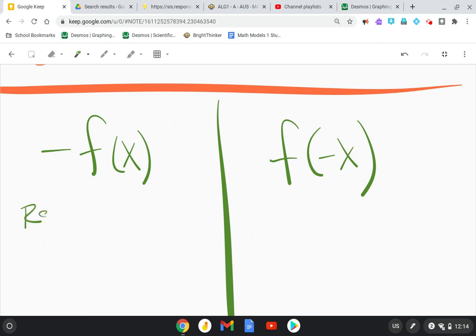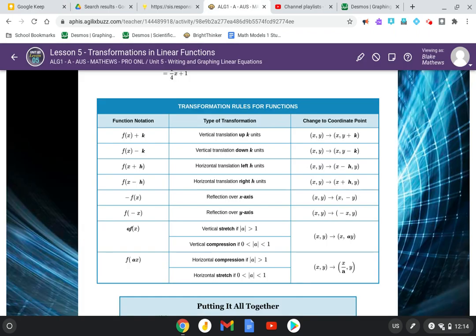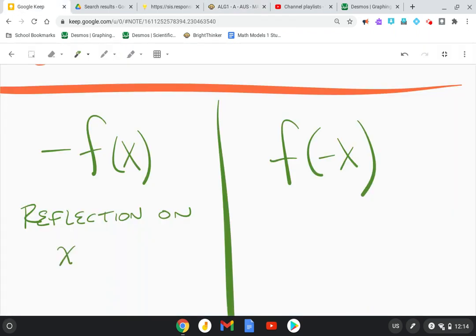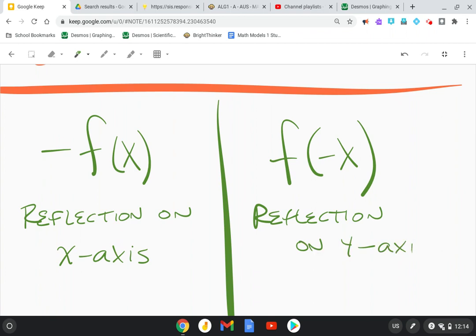So this is a reflection on the x-axis, or that's the horizontal axis, so it reflects along the x-axis. And this would be a reflection on the y-axis.